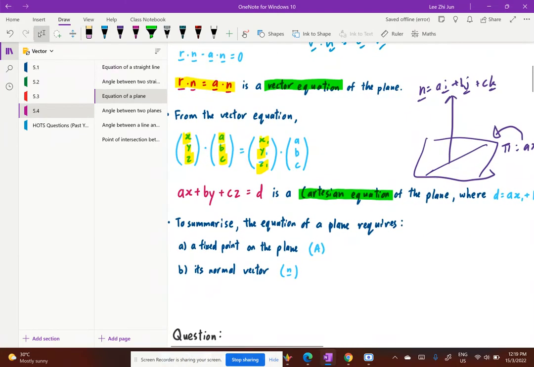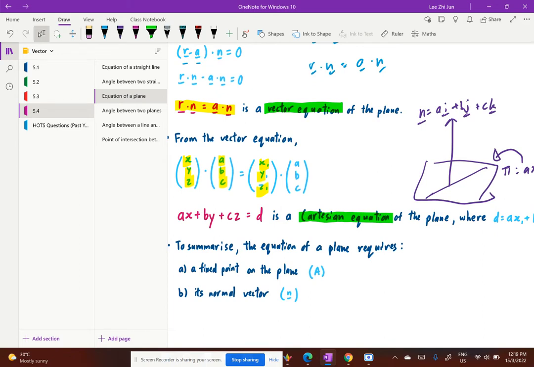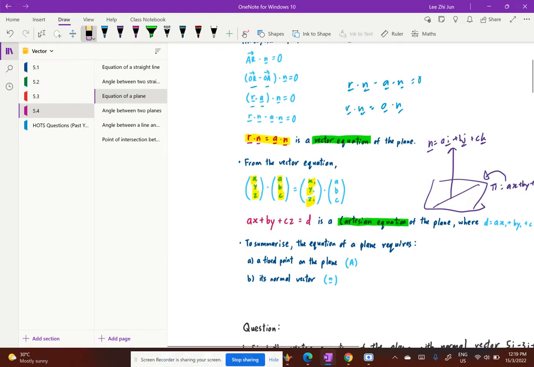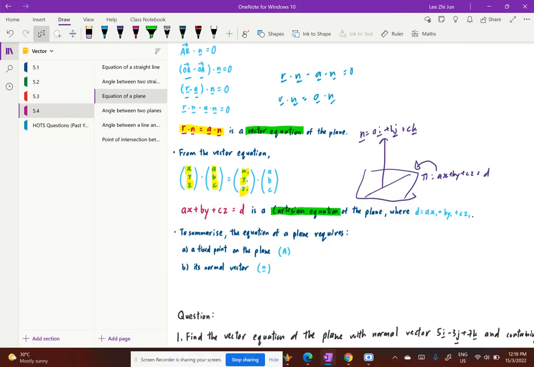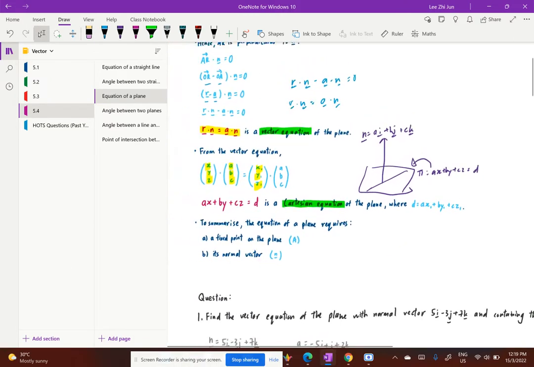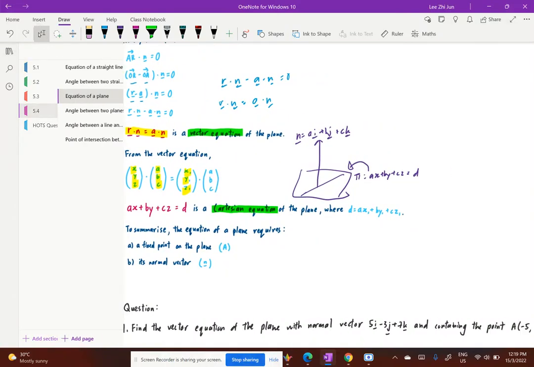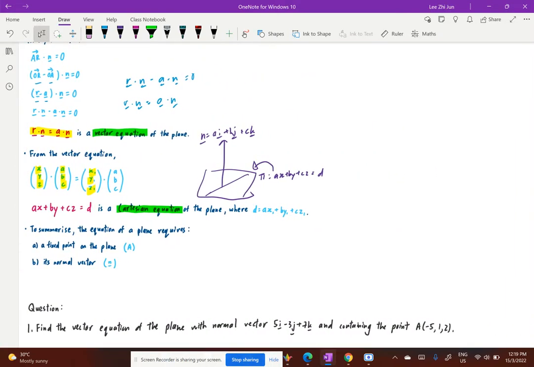So to summarize, the equation of a plane requires a fixed point and the normal vector. So we can conclude that the equation of a plane can be written in two forms. The first is the vector equation and the second is the Cartesian equation. Yeah, I highlight it in green color. So we look at the question. Find the vector equation of the plane with normal vector 5i minus 3j plus 7k and containing the point A.